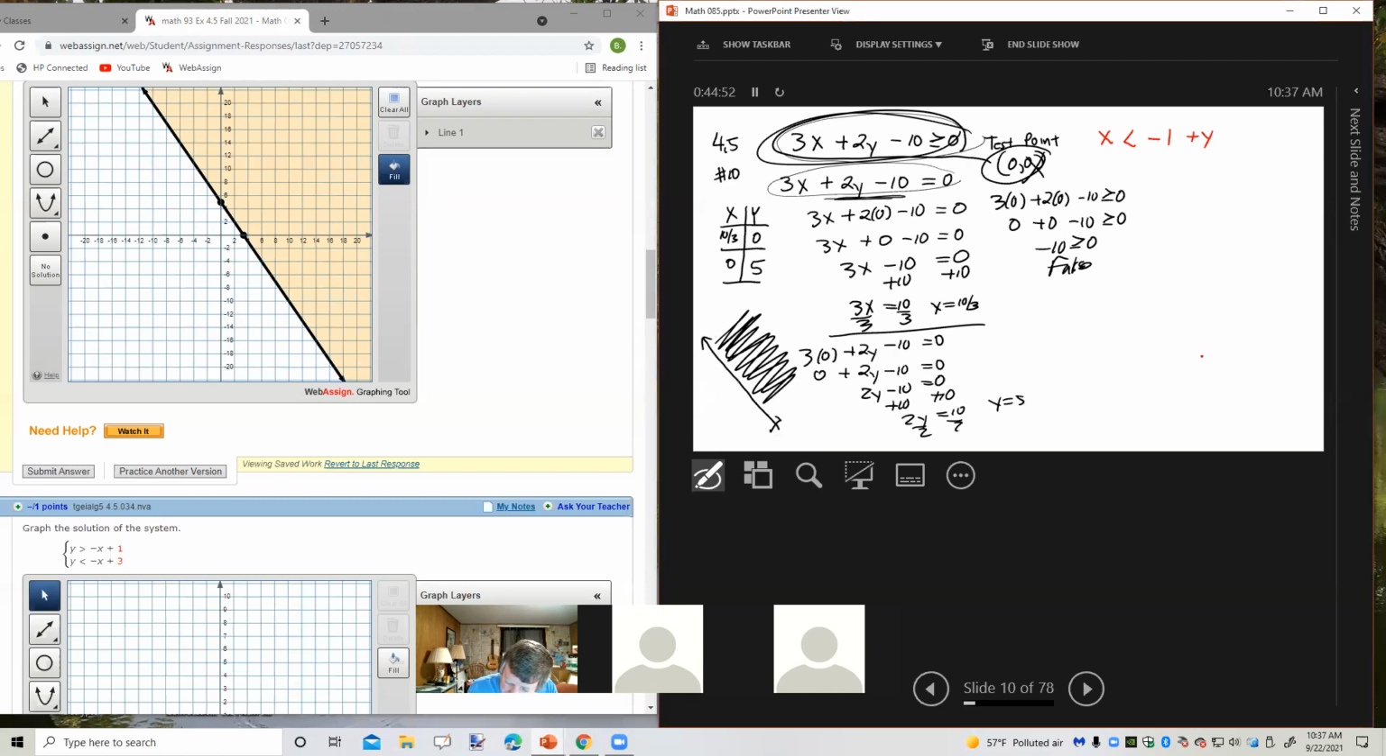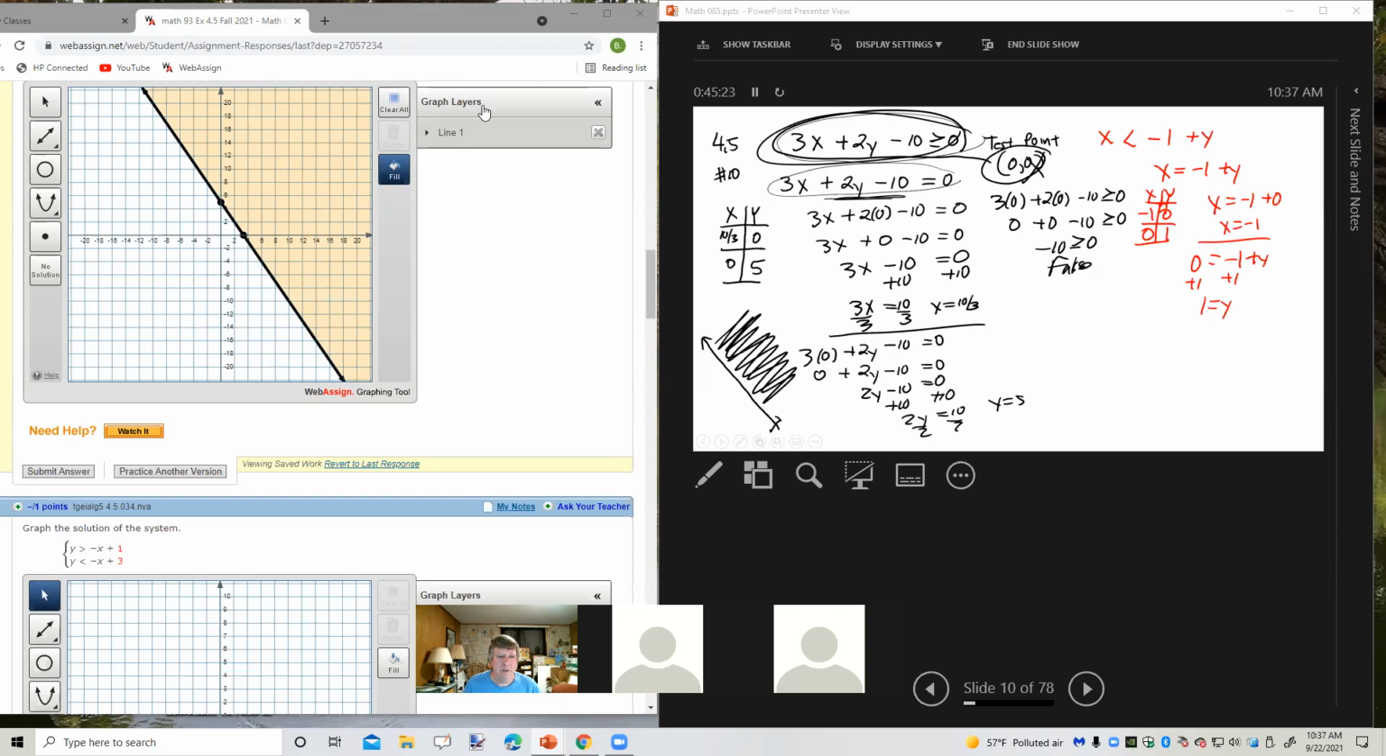So I'm going to create the related equation, x equals -1 plus y. And I'll make a table and find the x and y intercepts. If y is 0, x equals -1 plus 0, x equals -1. If x is 0, 0 equals -1 plus y, add 1 to both sides, and y equals 1.